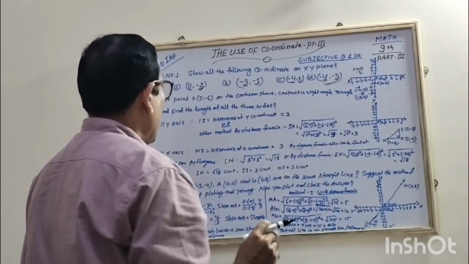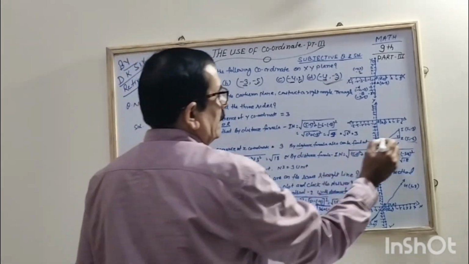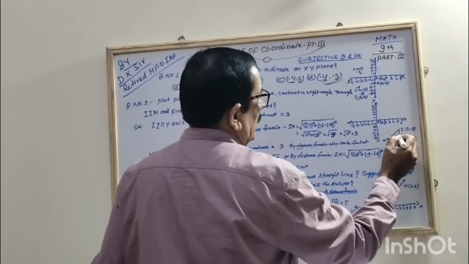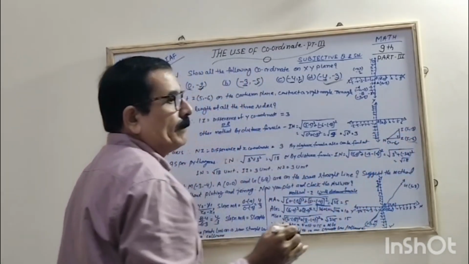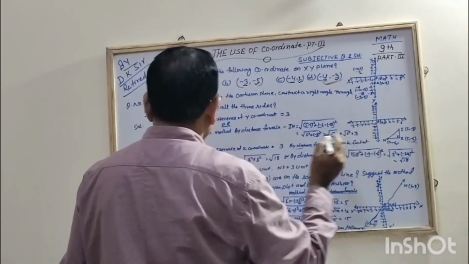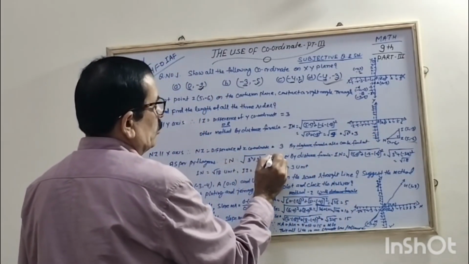Then there are again two ways. The one is as per Pythagoras. It is a 90 degree angle. We know Pythagoras: the hypotenuse square is the sum of the squares of the two remaining lines. On that formula also you can find out IN. When you find it, it is going to be root 18.